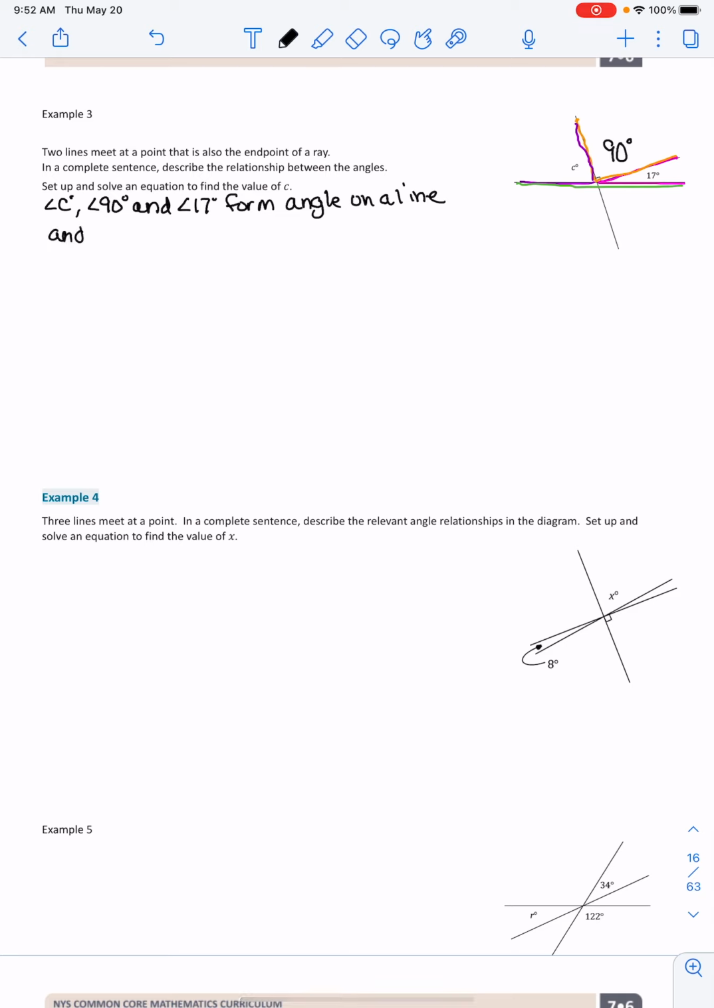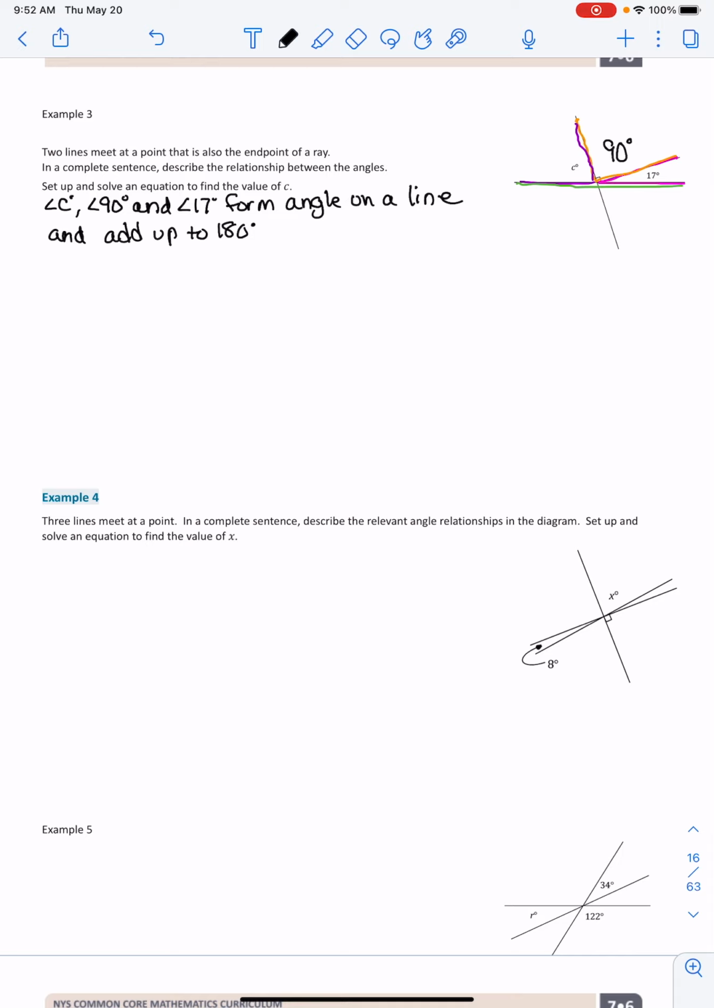and add up to 180 degrees. Let me fix this first. I don't like the way that looks. There we go.